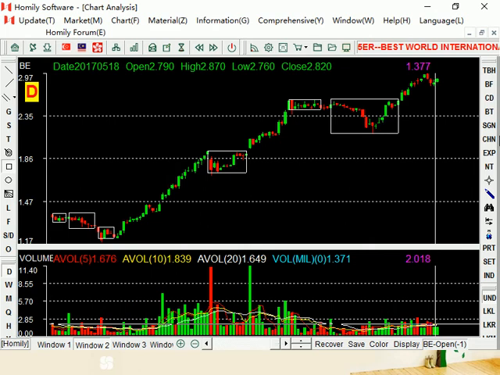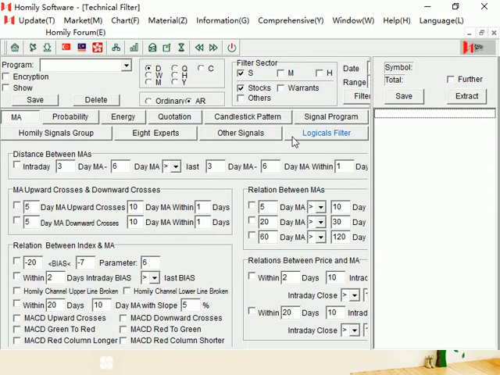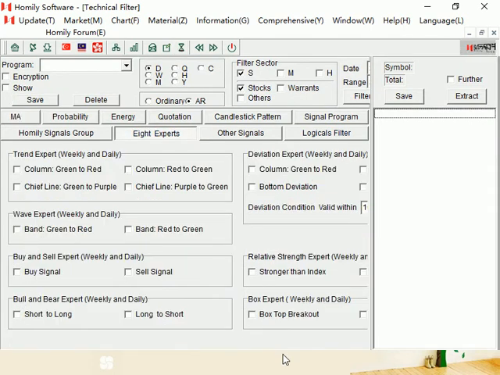But how do we find stocks like this? If you want to find some stocks which can break out the box at the top, you can click filter. The 8 experts. Then we can see here, box top breakout is available for the weekly chart and daily chart. So if you want to find stocks which belong to box top breakout, you can use this method. Then we just click filter and see whether there are some stocks breaking out upward from the box or not. You can use this simple method to find some stocks.